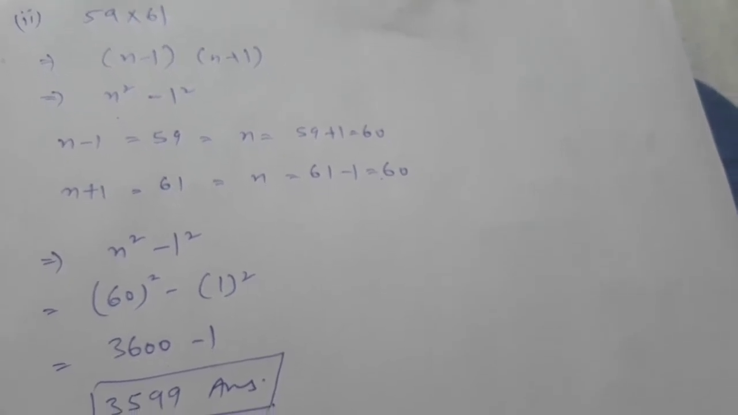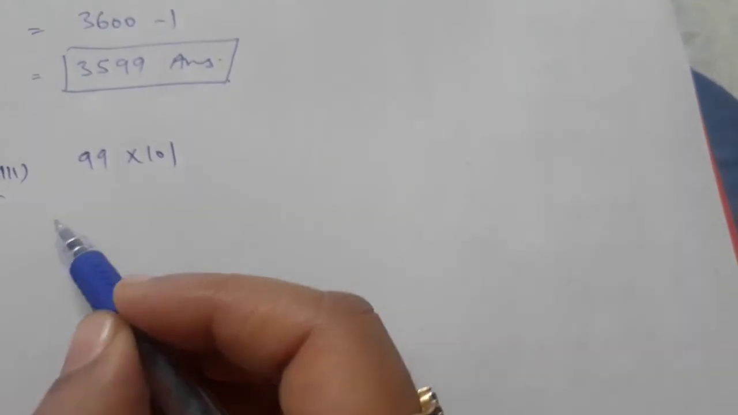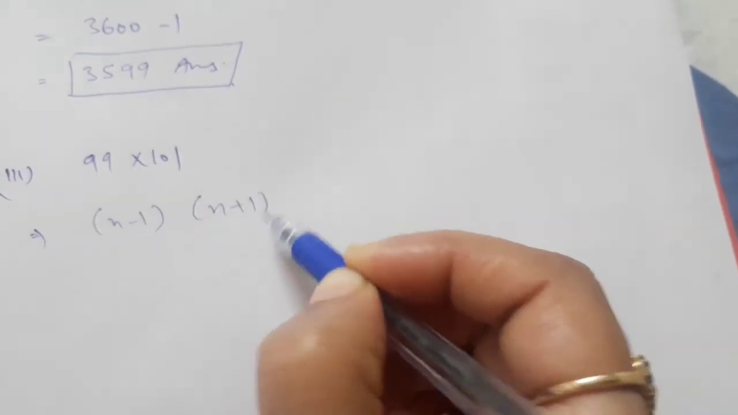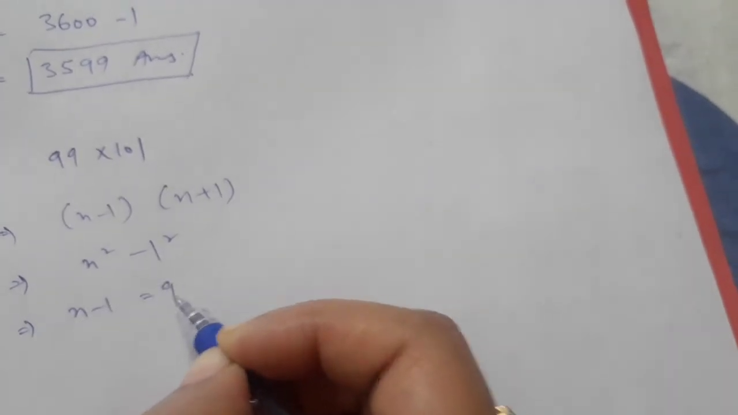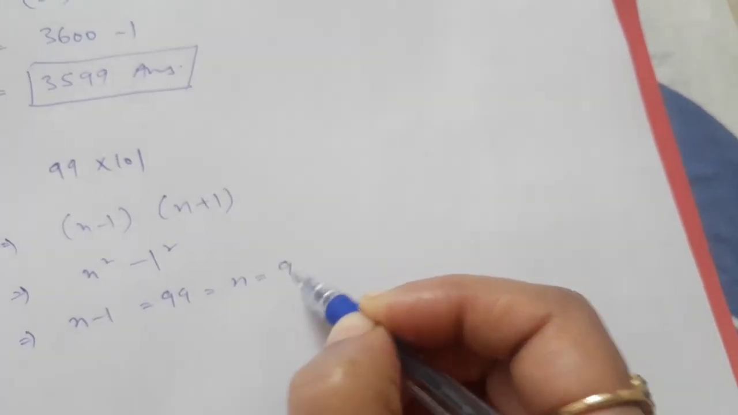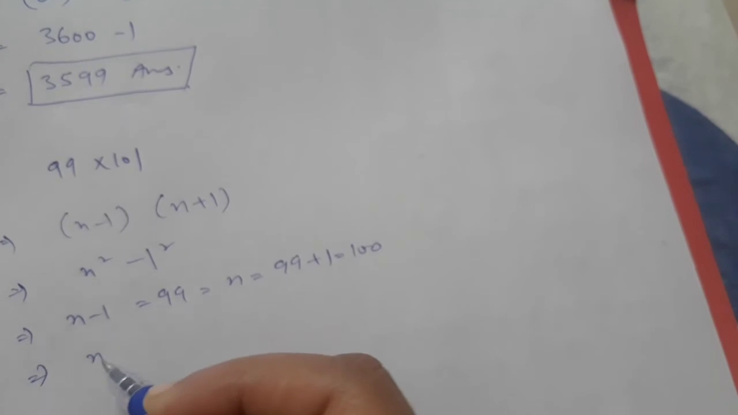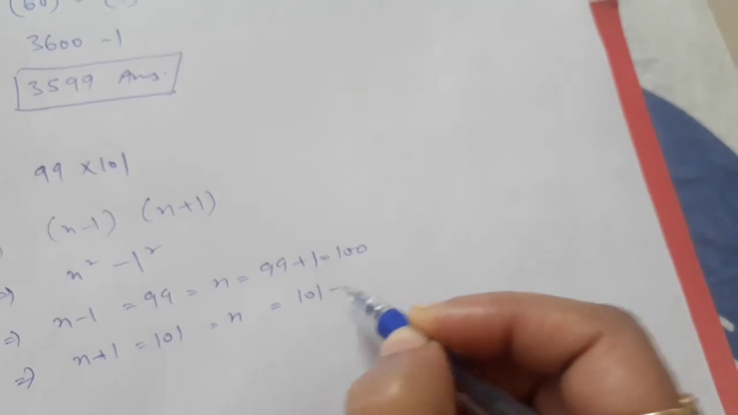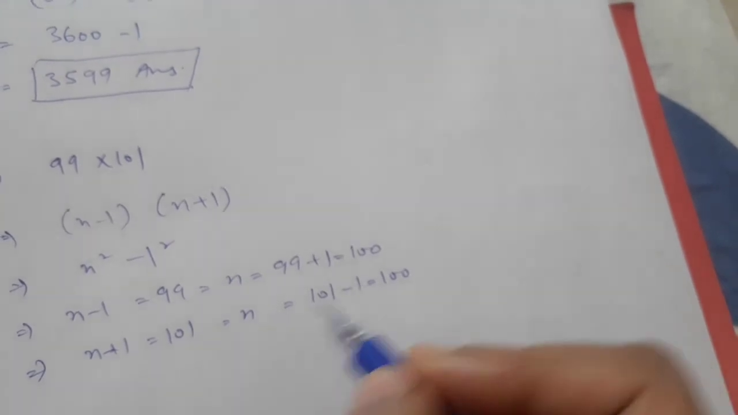Now come to the third part. Our third part is 99 into 101. So same steps will be followed here. N minus 1, n plus 1, that would be equal to n square minus 1 square. So equate n minus 1 as 99. So n would be equal to 99 plus 1, that is 100, and equate n plus 1 with 101, that is n equal to 101 minus 1, that is 100. So it is clear that our number, or n, is 100 here.